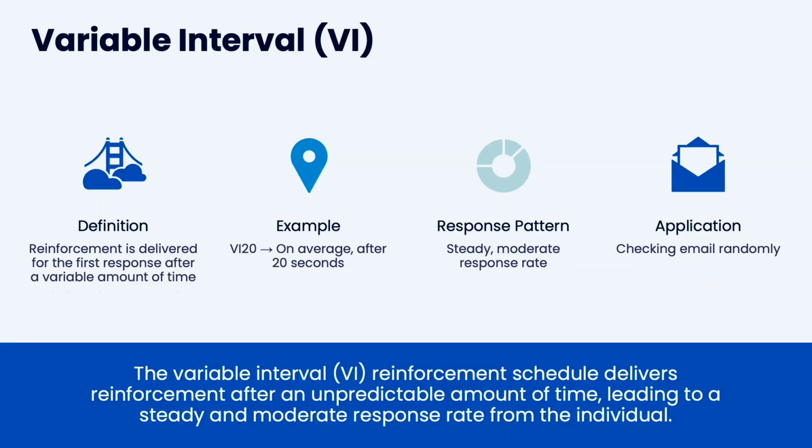Okay, so variable interval is reinforcement delivered for the first response after a variable amount of time. And this is typically, again, variable and then interval. This is the most complicated one. So VI 20 seconds means on average after 20 seconds. It might be 10 seconds, then 5 seconds, then 25 seconds. If you average those all, it should be 20 seconds. So it's a very variable schedule, but on average, it should be 20 seconds.